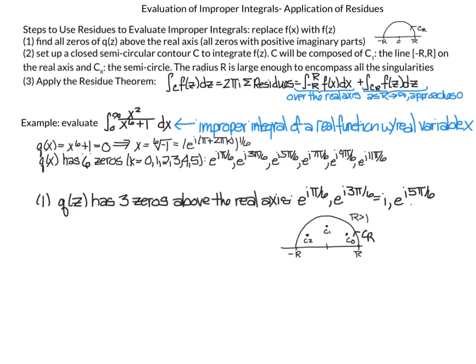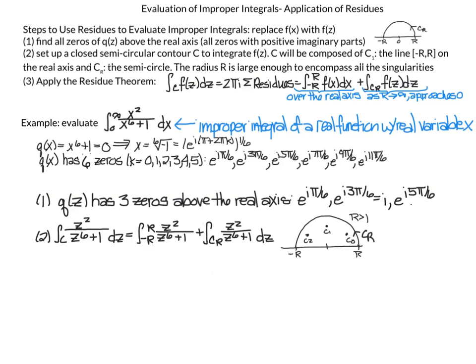And in this case, here's our 3 singularities. They all have radius of 1. So as long as r, our radius here for our semicircle and our closed contour, is greater than 1, and I have that noted over here, so r needs to be greater than 1, then we can encompass all the singularities.